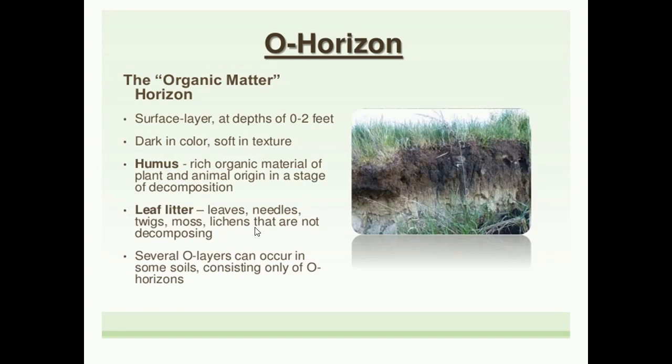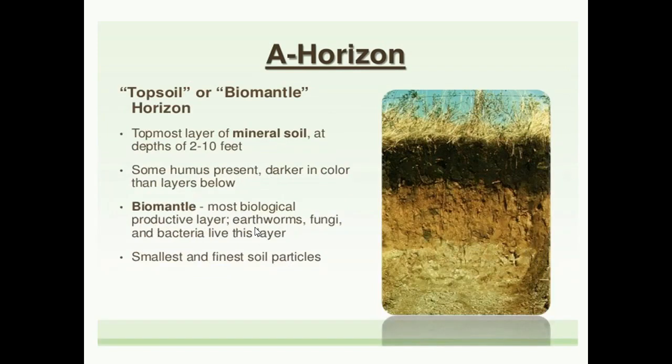Okay, next we can observe the A horizon. The A horizon is also known as the topsoil or biomantle horizon. It is the topmost layer of the mineral soil, consisting of 2 to 10 feet in depth. The A horizon is beneath the O horizon.